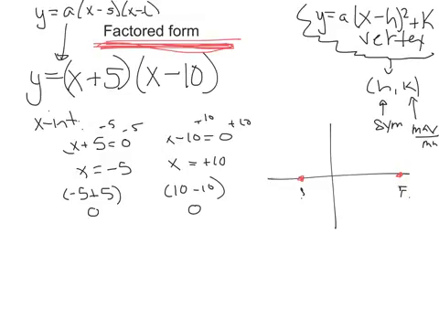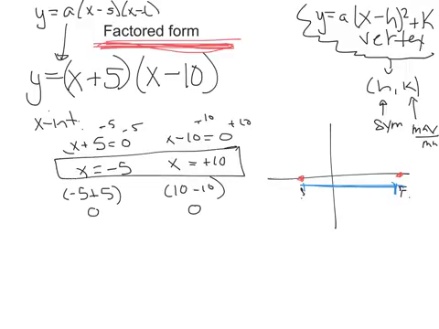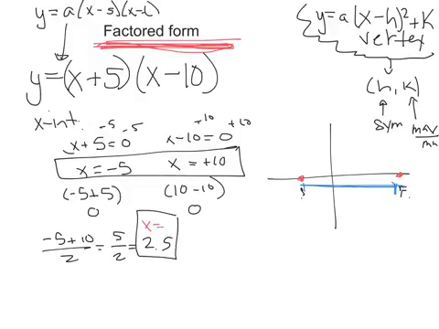But now to find the vertex. Our parabola is always symmetrical, so we know that the vertex is going to be the exact middle of our two x-intercepts. So we have negative 5 plus 10 divided by 2. 5 divided by 2, so 2.5. So our x-coordinate of our vertex is 2.5.